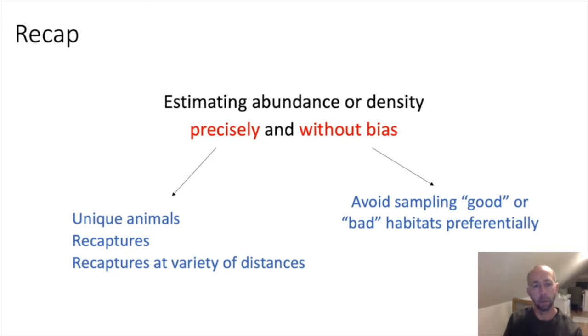bias. We saw how a good way to go about doing this is to try and find a design that detects many unique animals, gets a lot of recaptures, gets those recaptures at a variety of distances, and also avoids sampling good or bad habitats preferentially.